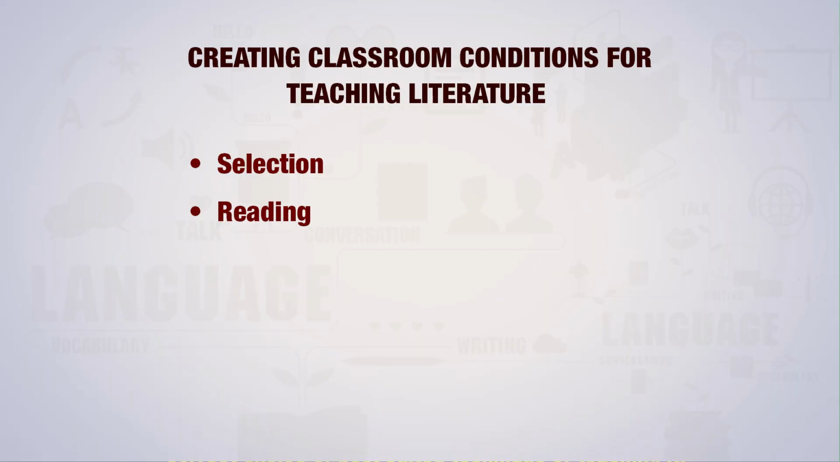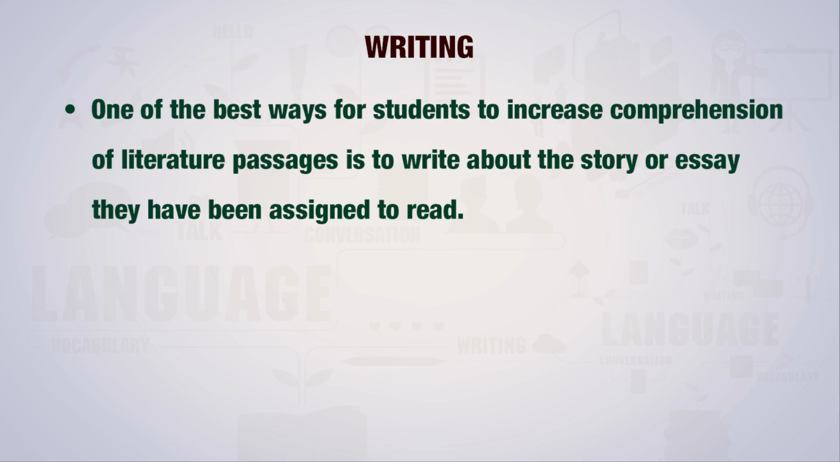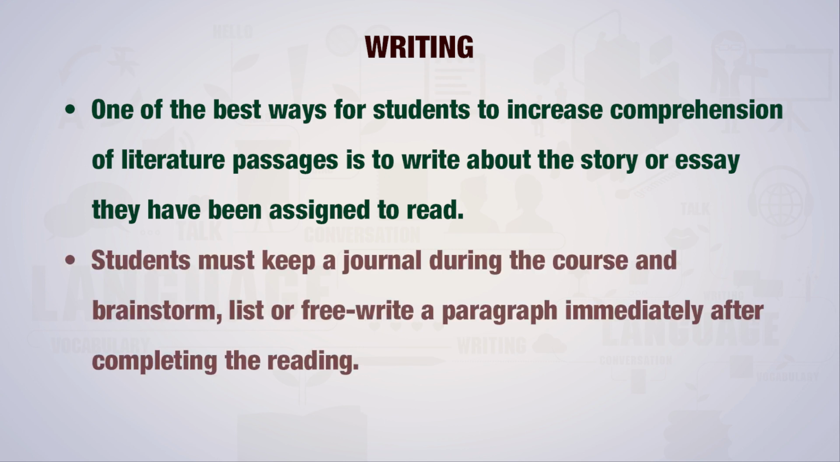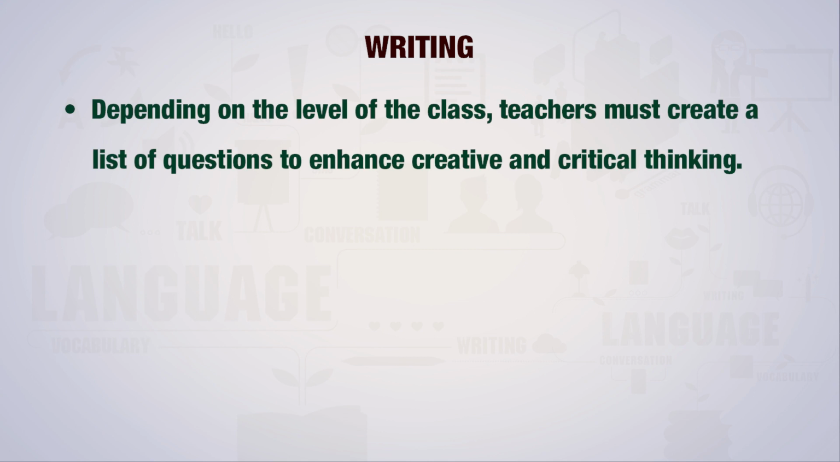Yet another way of creating a classroom condition is by writing. One of the best ways for students to increase comprehension of literature passages is to write about the story or the essay they have been given to read. They must either keep a journal during the course of the semester and brainstorm, list, or free write a paragraph immediately after completing the reading. Depending on the level of the class, the teacher can create a list of questions to enhance creative and critical thinking.